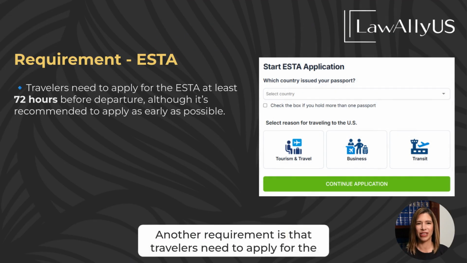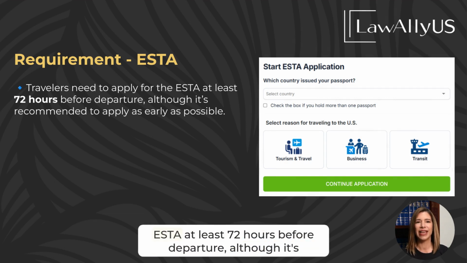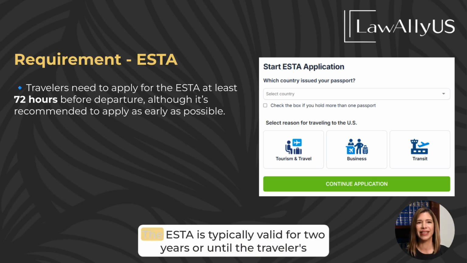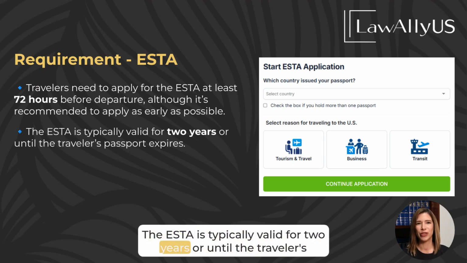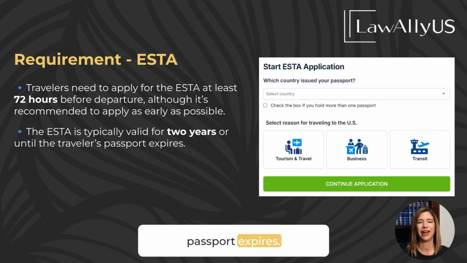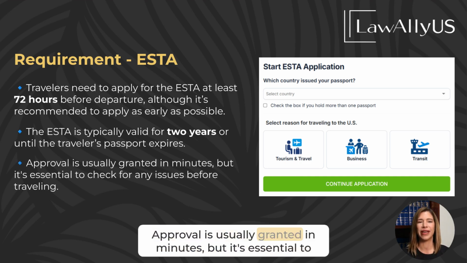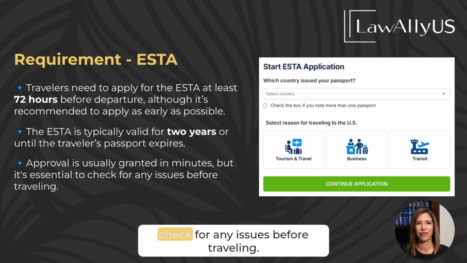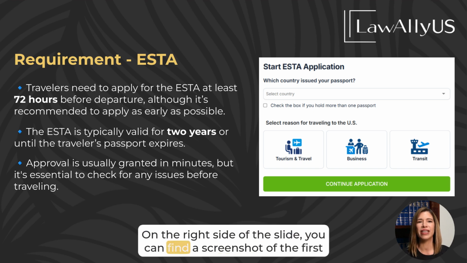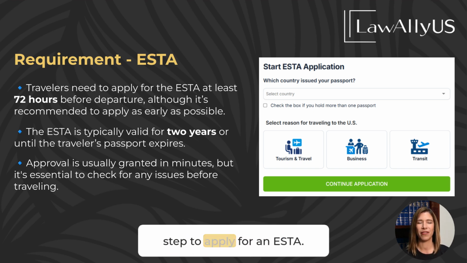Another requirement is that travelers need to apply for the ESTA at least 72 hours before departure, although it's recommended to apply as early as possible. The ESTA is typically valid for 2 years or until the traveler's passport expires. Approval is usually granted in minutes, but it's essential to check for any issues before traveling. On the right side of the slide, you can find a screenshot of the first step to apply for an ESTA.